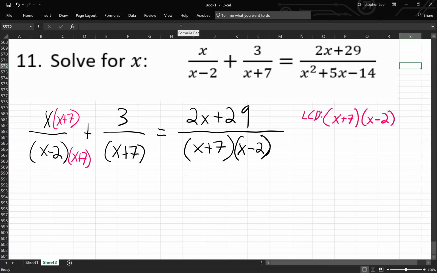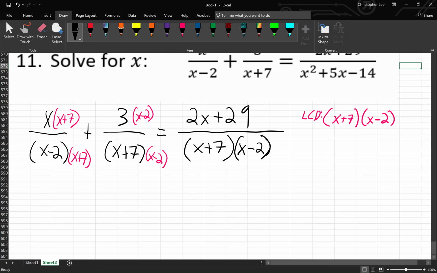What about the x plus 7? The 3 over x plus 7, excuse me, right? I want that to have the same denominator as the other two terms. So what do I have to do to that? Right? I'm going to multiply by x minus 2. But remember, what I do to the bottom, I got to do to the top.